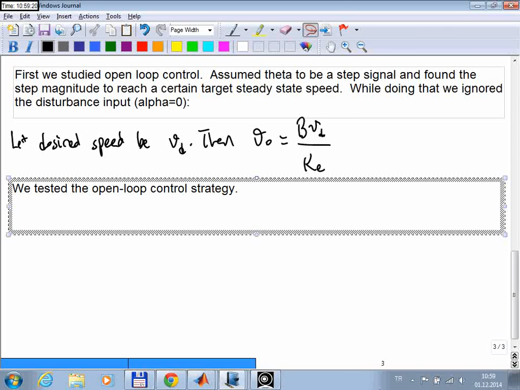Open control strategy. We tested open control strategy. We obtained the following results for Vd equal to 25 meters per second and theta 0 equal to 1/2.